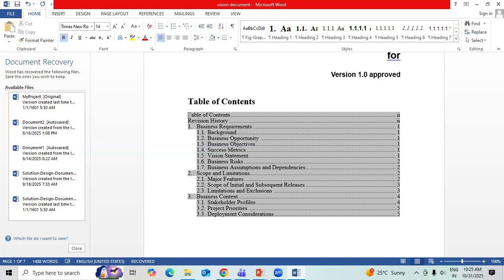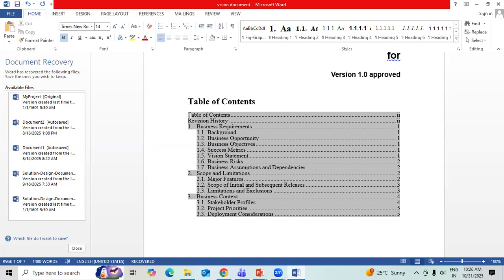Next, scope and limitations. Not only the business requirements from a high level perspective, but even scope and limitations, like what the different features are that we are developing for this solution. What must be the scope? It can be right from the initiation phase itself, whatever subsequent releases we are making. Including what limitations we have, exclusions, everything will be part of scope and limitations.